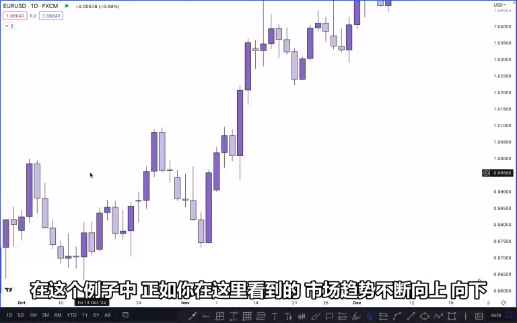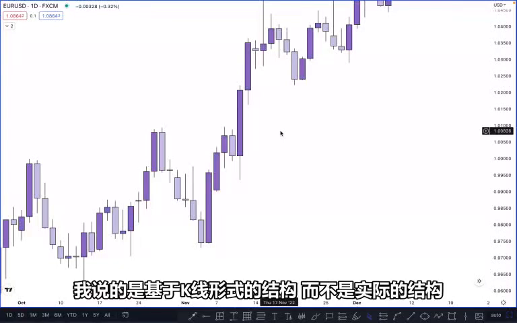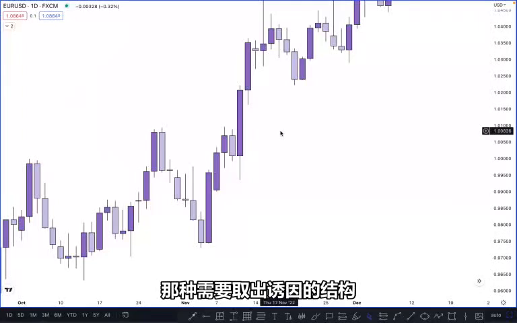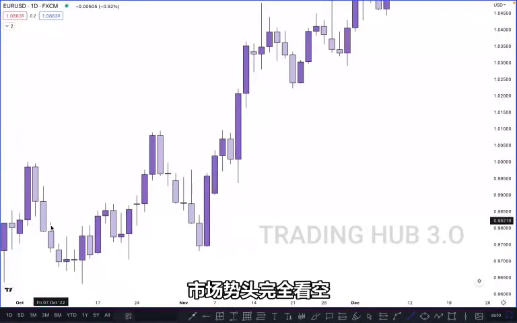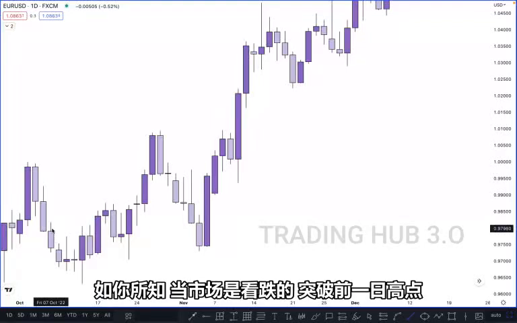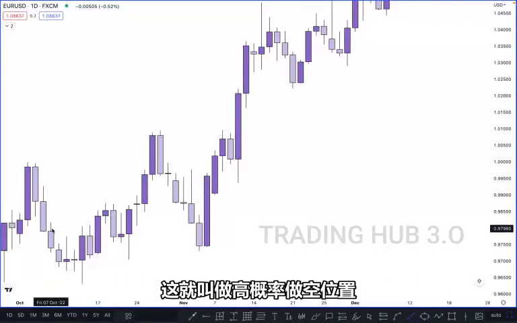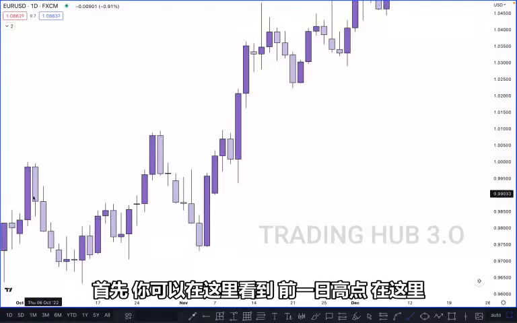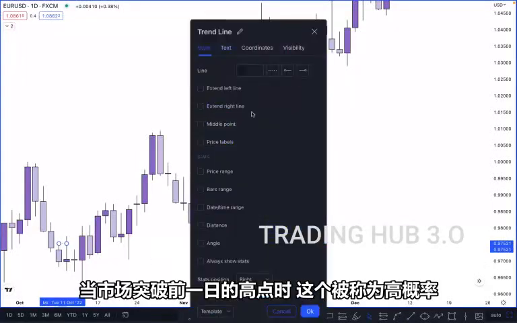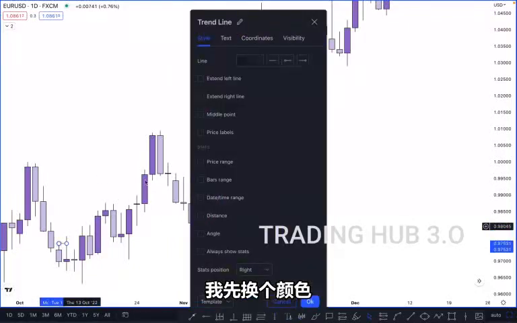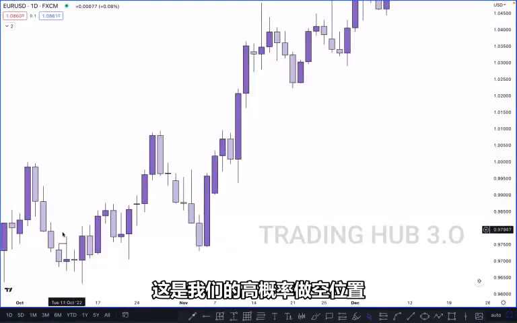In this case, as you can see here, market momentum is bullish and bearish, and these things will continue. I'm talking about the candlestick form of the structure, not the actual structure which takes out the inducement. Now you can see in this case, market momentum is completely bearish. As you know, when market momentum is bearish and takes out the previous day high, it is called a high probability sell setup. First of all, you can see where our previous day high is, which one is taken out, this one, right? So when the market takes out the previous day high, this one is called our high probability sell setup. Right now, let me change the color first. So this one is our high probability sell setup here.